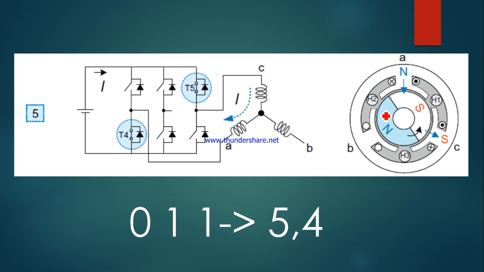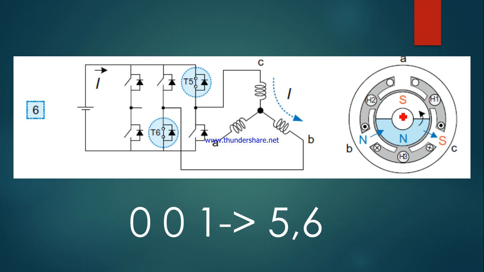In this position, H2 and H3 are 1 because the north is nearer to H2 and H3. That time I will switch on 5 and 4. If I do that, my C will become south and A will become north. So this south pole will attract the north pole. It will move further. You see, it is aligned.